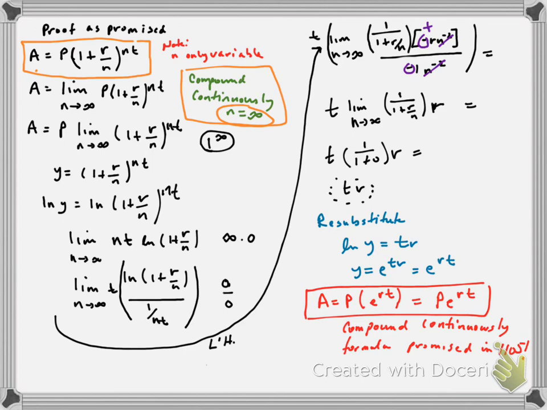When you look at this, the only variable that you have is n. The p, the r, the t are all treated like constants. So n is the only thing that's going to change. So what we're going to do is take the limit as n approaches infinity of this thing.